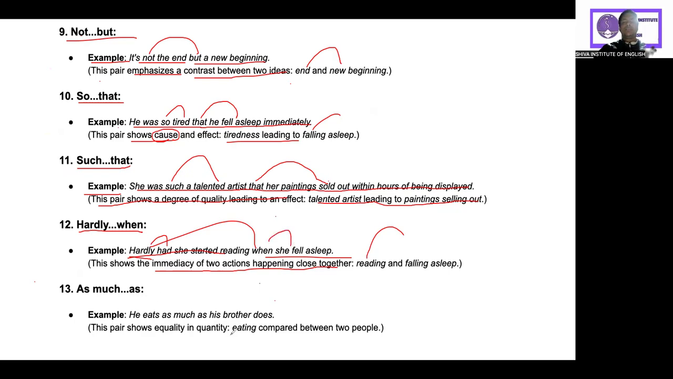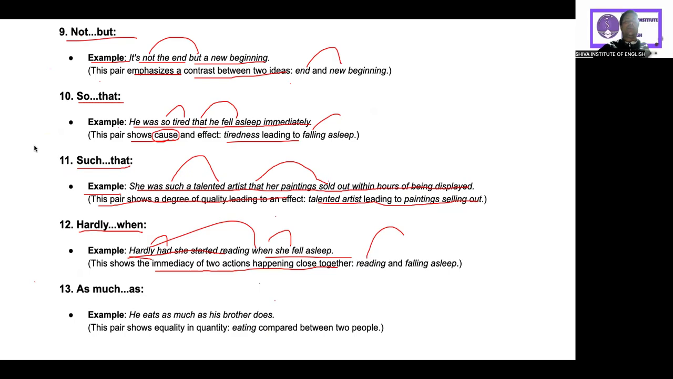Okay, coming to the next one, which is "as much as". When we talk about "as much as", you can say, "He eats as much as his brother does." Now this pair shows what? Equality in quantity. We know "as...as" is generally used in "as much as", "as beautiful as", "as good as". So eating is compared between two people who are equal.